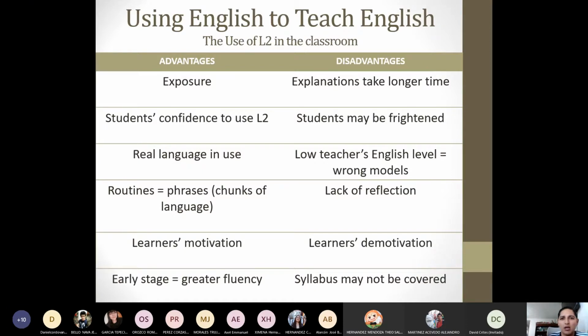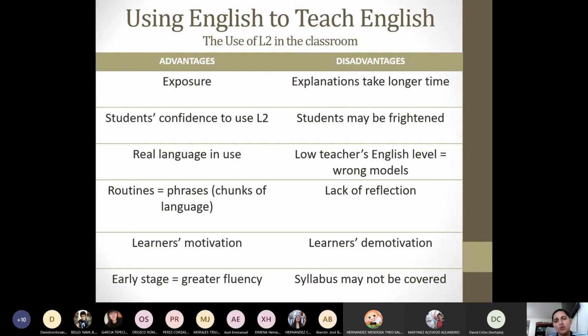Another advantage of the use of the target language in the classroom is that some students might feel motivated to use the L2, and they might feel confident enough to imitate your sounds or the sounds of their classmates or the sounds of the recordings, the videos, and that has to do with personality types as well. The use of L2 might enhance their participation in L2 as well.